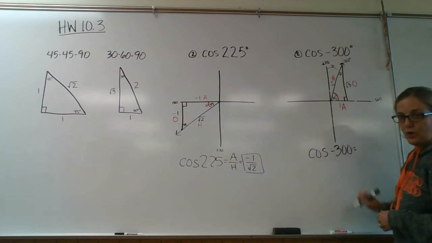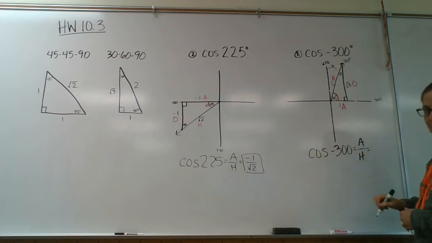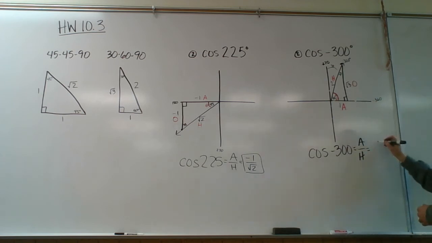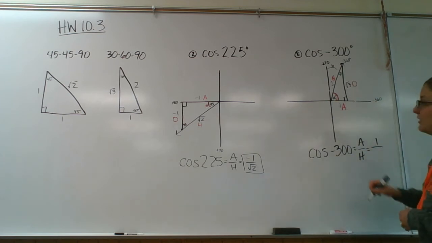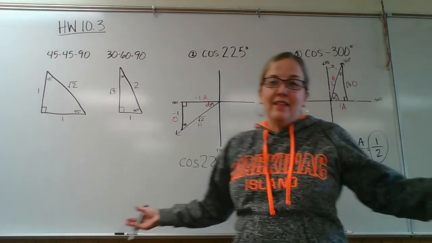Well, if you remember your SOHCAHTOA, cosine is the adjacent over the hypotenuse. What is the adjacent value? Right here it is a 1. What is the hypotenuse? Right here it is a 2. And I leave it just like that. My answer is 1/2. And that's all there is to it.